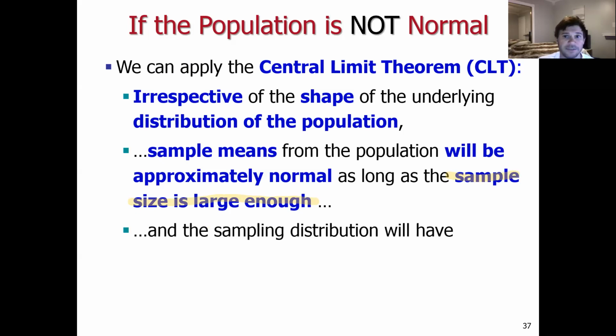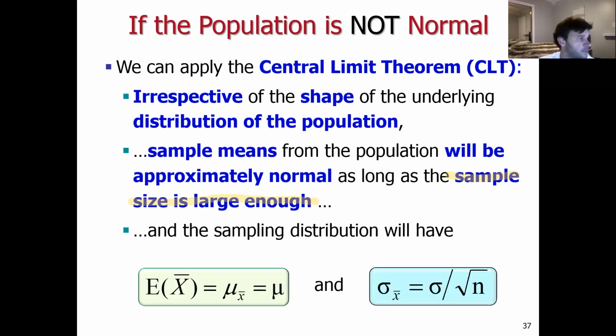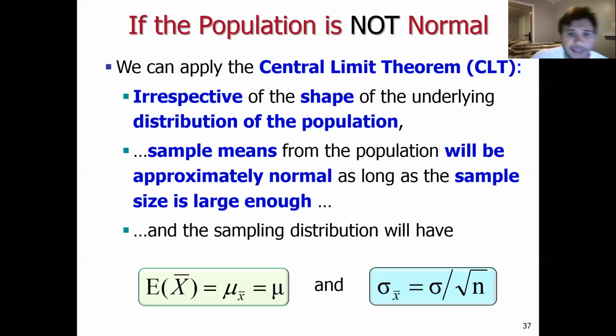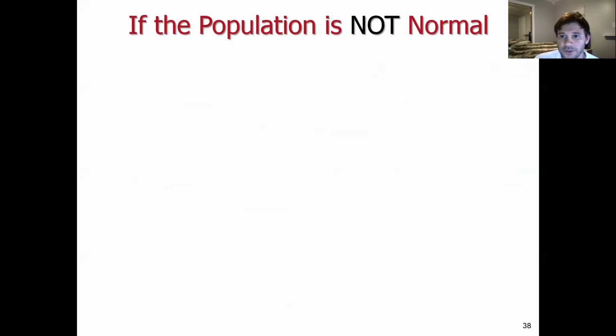It'll have the same center as the underlying population distribution, regardless of the shape of that distribution. It'll be centered at the same place, but the standard deviation of the sampling distribution will be governed by the standard error. So very familiar. Let's take a look at a few simulations, at least the visualization results from those simulations.